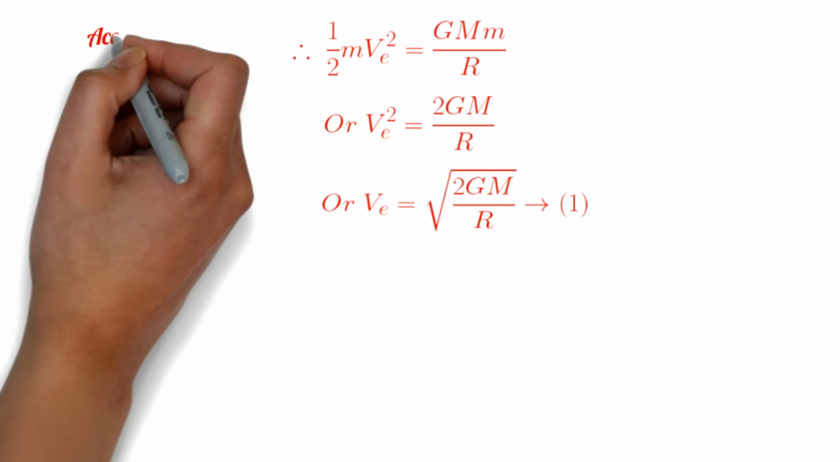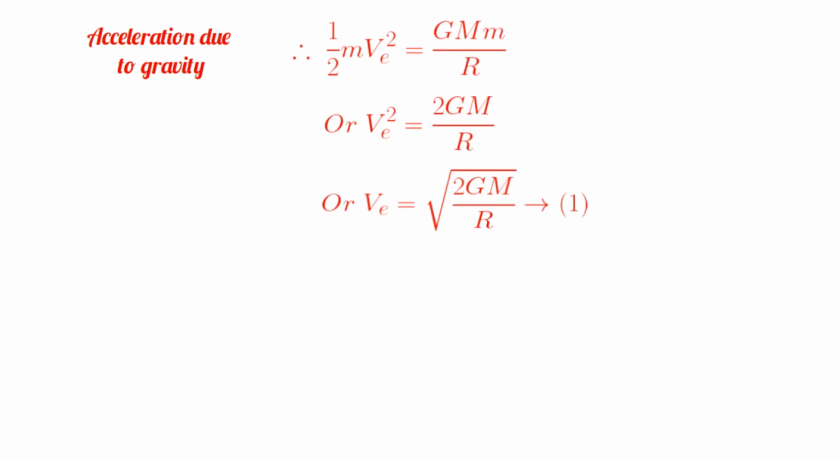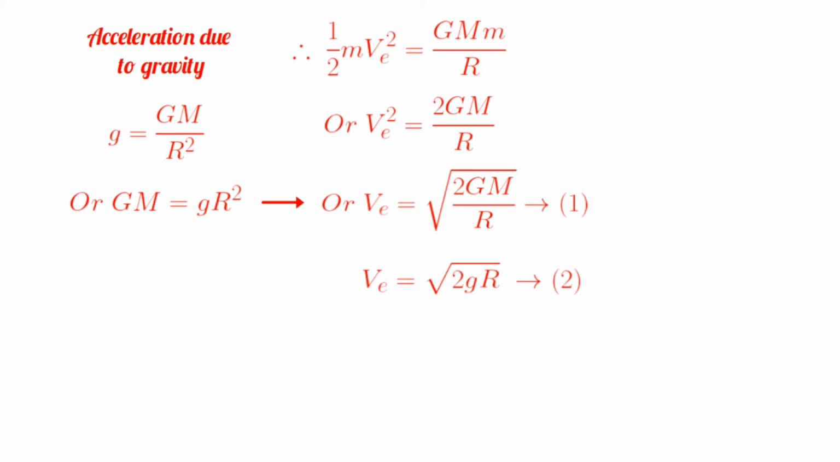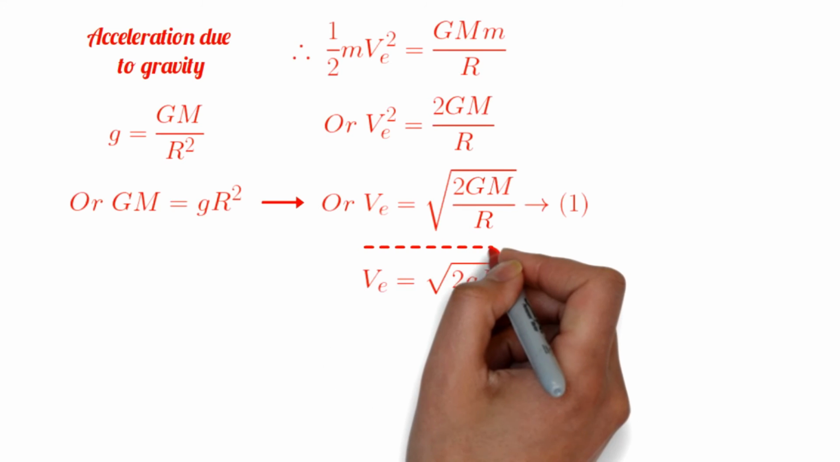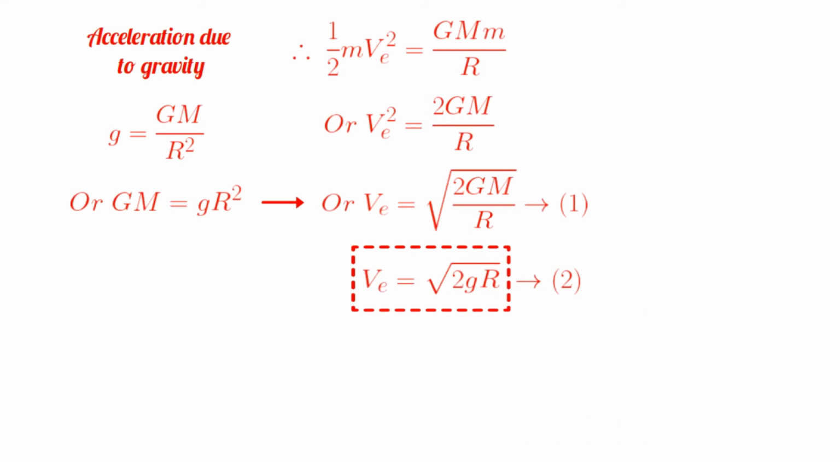We also know the acceleration due to gravity at the surface of the Earth, g is equal to GM by R square. So capital GM is equal to small g into capital R square. Now by substituting the value of GM in equation number 1, we get Ve is equal to root over 2gR. This is the formula for measuring the escape velocity on the surface of the Earth.